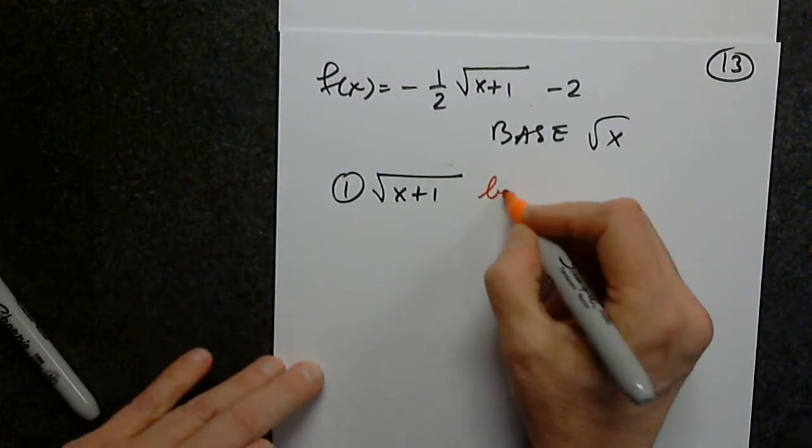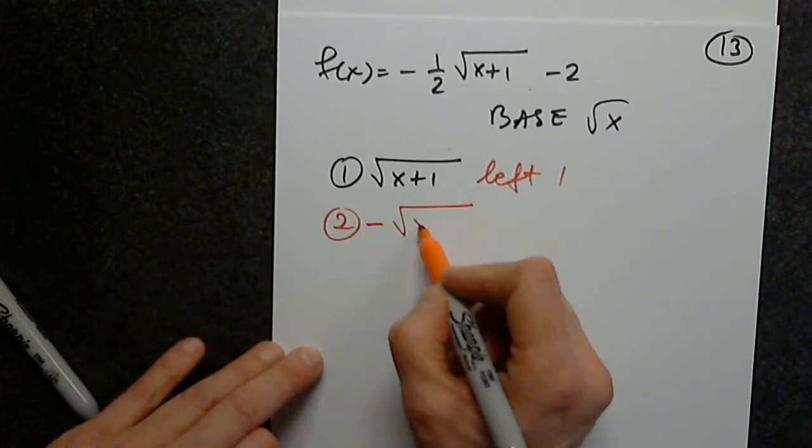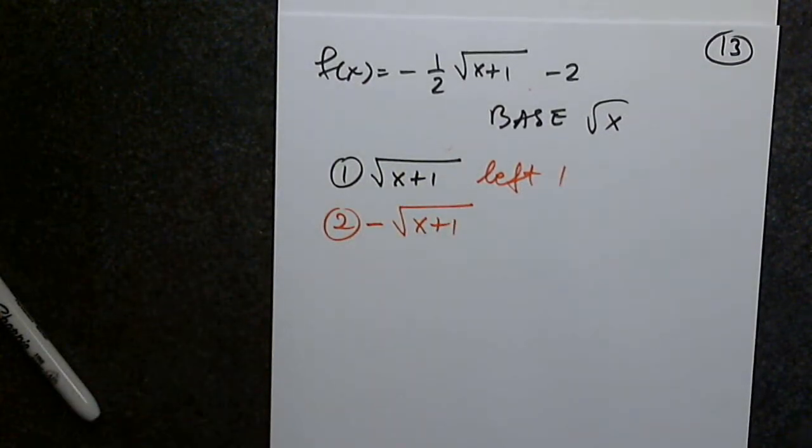To the left. Left 1. Number 2, negative the square root of x plus 1. You can say, why don't you multiply by -1/2? Because we don't do this. We don't perform this operation first by -1 and then by 1/2, because they're 2 different transformations. That's why. The -1 is one thing, and the 1/2 in front is something else.